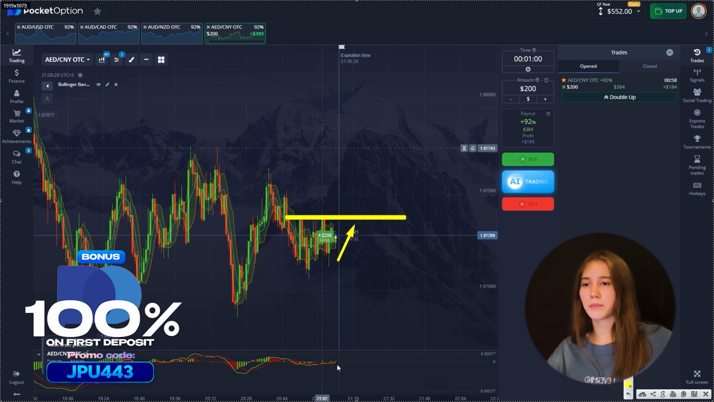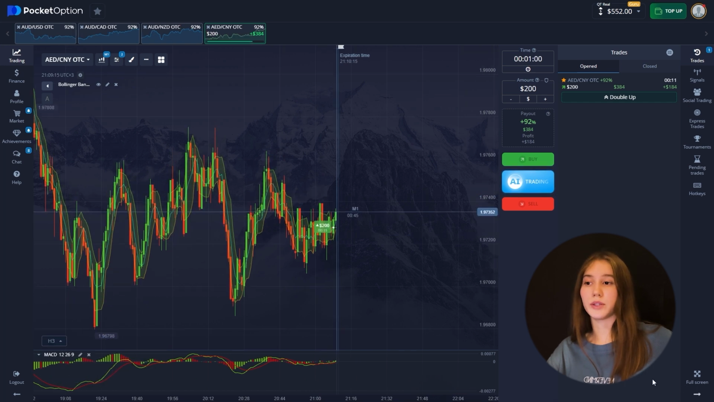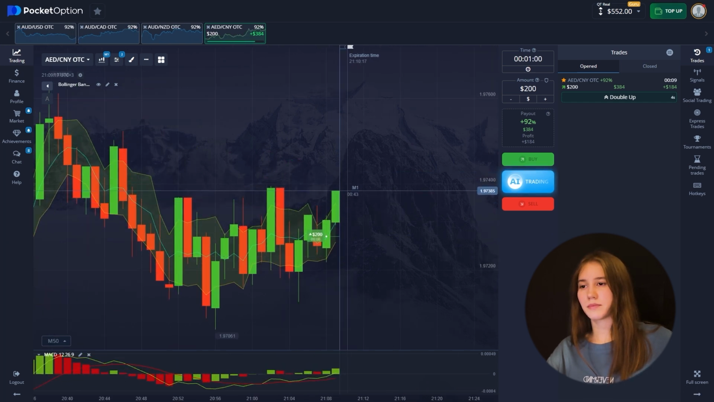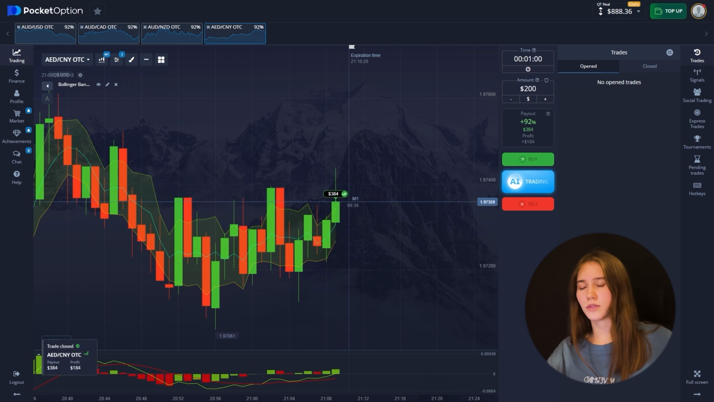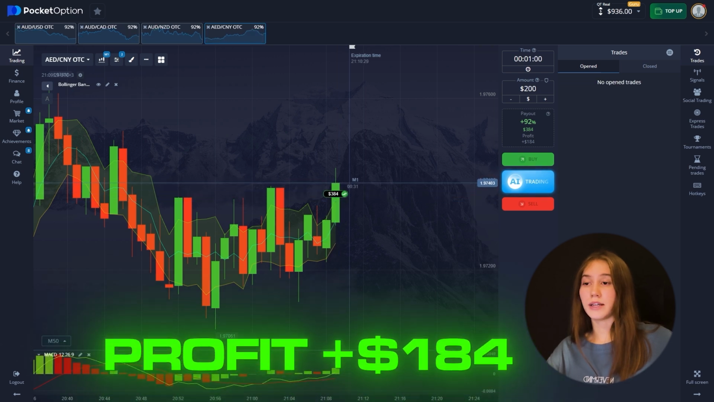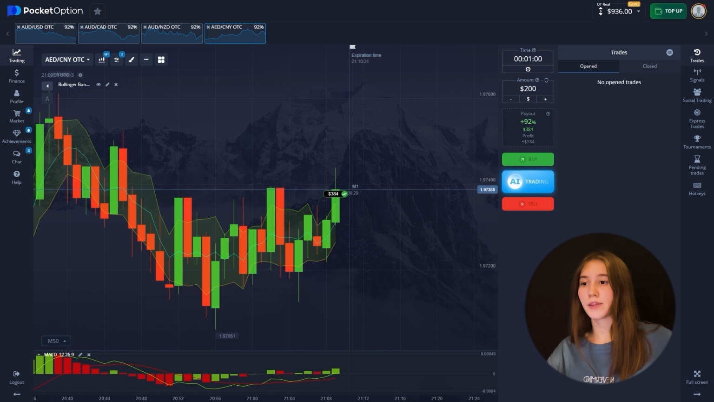Resistance area, we see MACD, the green ones prevail over the red ones. Bollinger Bands. I zoom it in for you to be more convenient. Profit is $384. So that's what to use the two indicators for. You can copy my settings and use them in your trading.